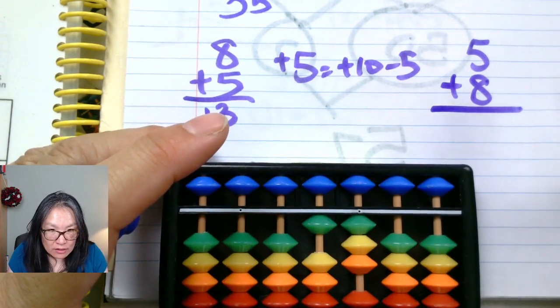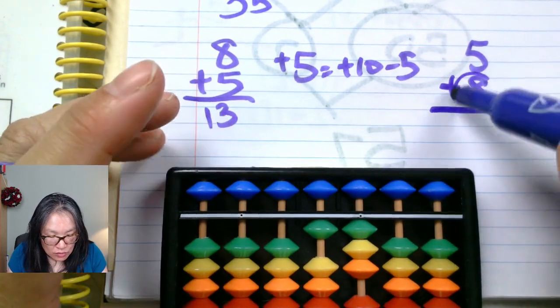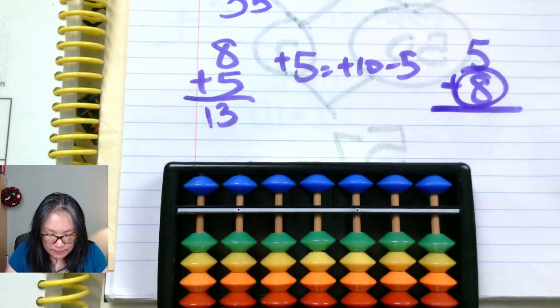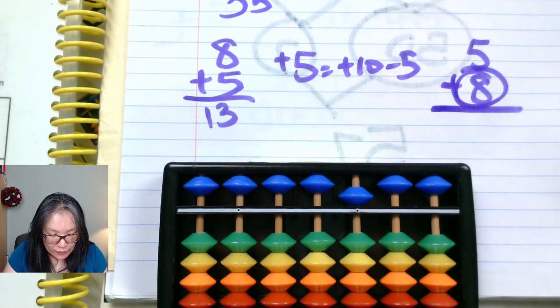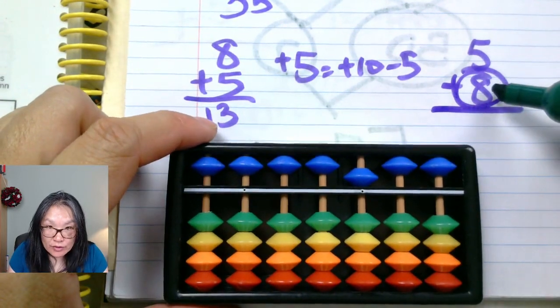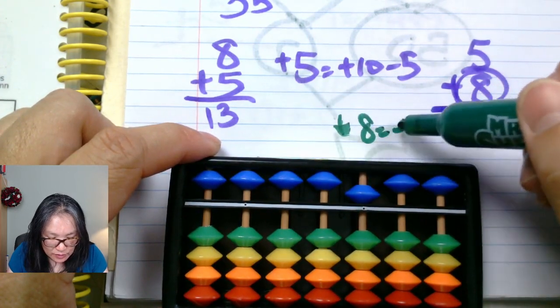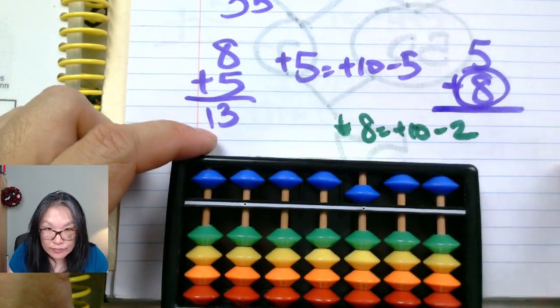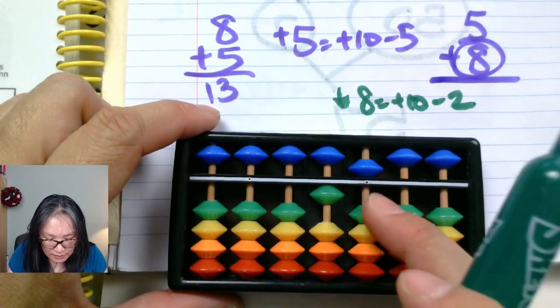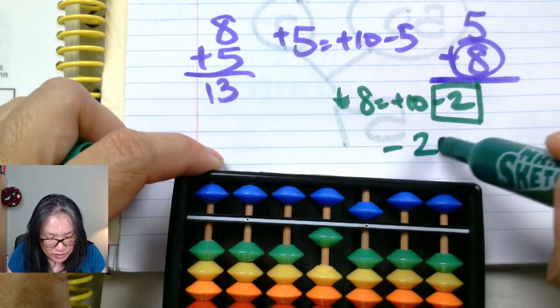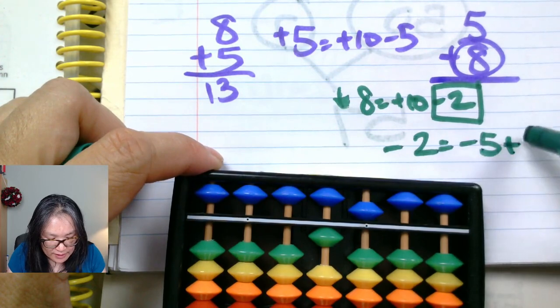So, when we do this, we do 5. We added the 5. We're going to do 8. When we plus the 8, plus 8 is equal to plus the 10 minus the 2. This is the two-step equation. Minus the 2 is equal to minus the 5 plus the 3.